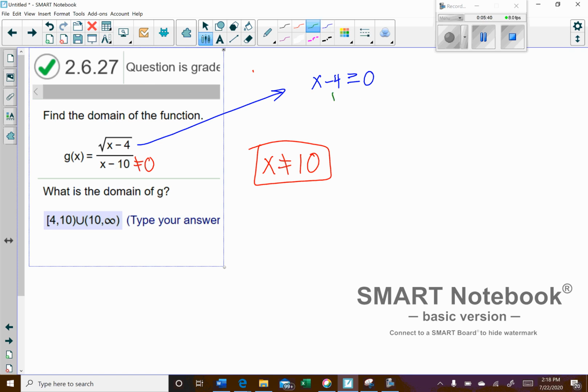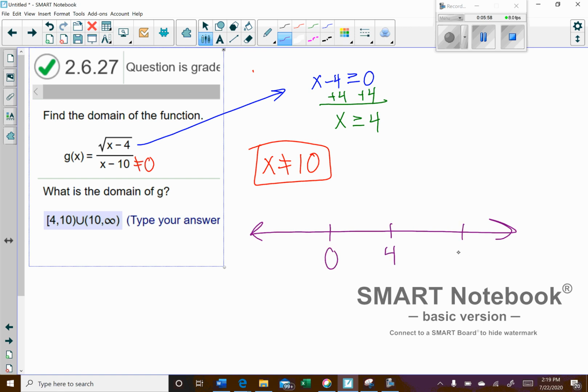So we'll go ahead and solve this. We'll add 4 to both sides. So we get that x has to be greater than or equal to 4. Okay, so I think the best way to interpret this might be looking at a number line. It might make things a little bit easier. So I'm going to put 0 right here. I'll put 4 right here. And I'm going to put 10 right here.